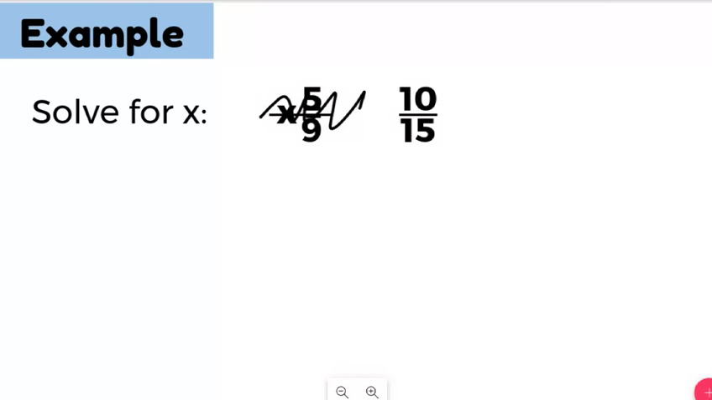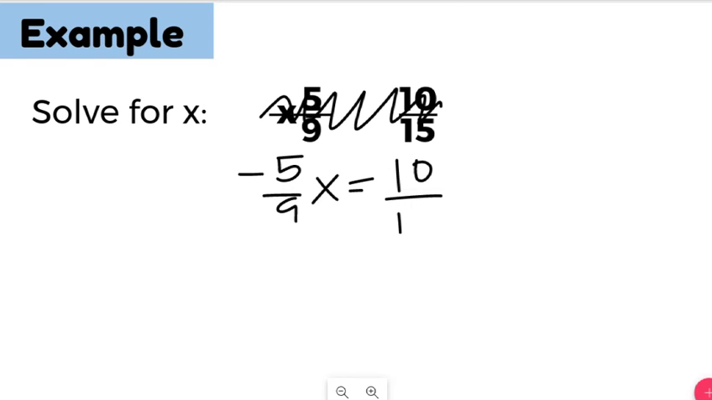Next one. Let's fix this again. It's -5/9x equals 10/15. I don't have anything to simplify, so I remind myself what my main goal is. I need that x to become just 1x. Undo addition, there is none. Undo multiplication. So I need to undo the multiplication by multiplying each side by the reciprocal of that coefficient.